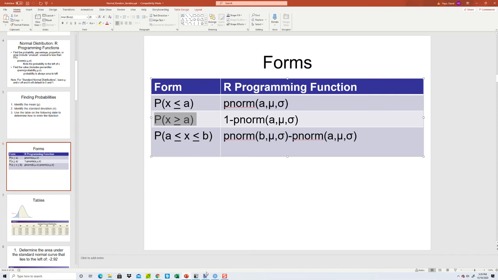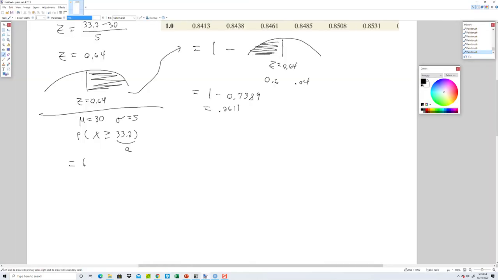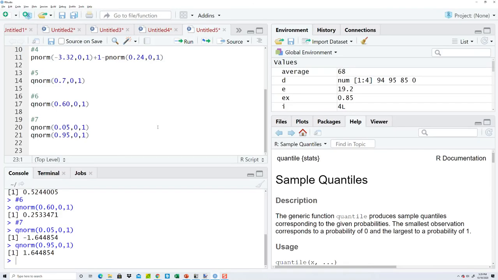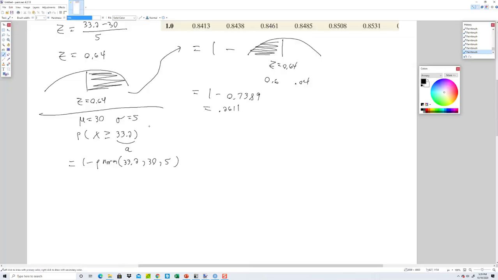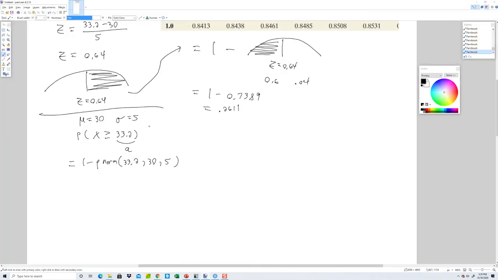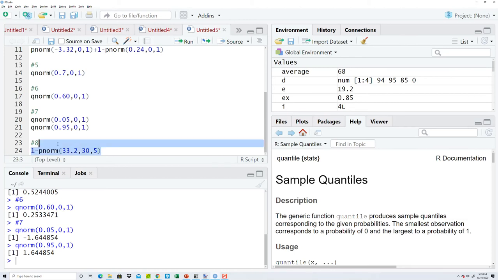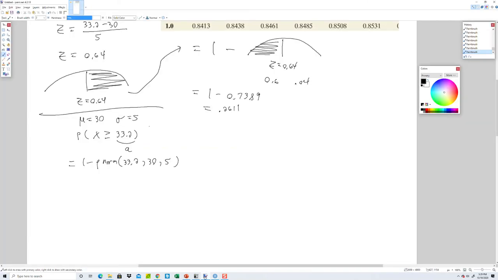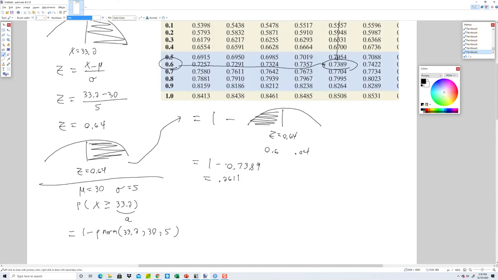So we're going to have 1 minus P norm, and then I'm just plugging in those values. A, which is 33.2, comma mu, which is 30, comma sigma, which is 5. In this case, it is important you put those values. You can't leave those last two off. Leave it off, it defaults to the standard normal. What did I just say? 1 minus P norm, 33.2, comma 30, comma 5. And run that. And to 4 decimal places, we get 0.2611. And that matches. Again, you can specify the tail, which way it's shaded and so forth. But I'm just going strictly with this because it matches the by hand approach.